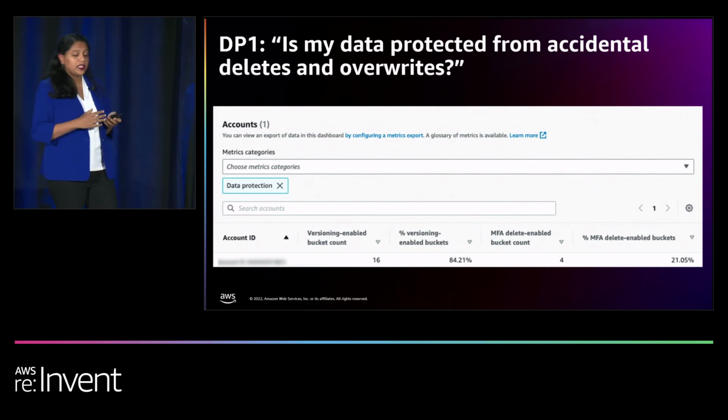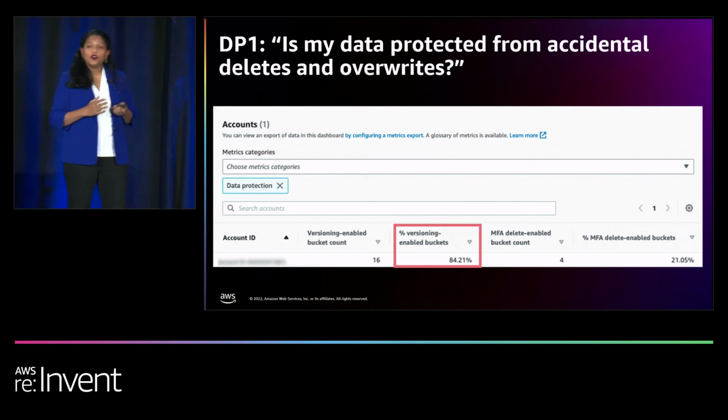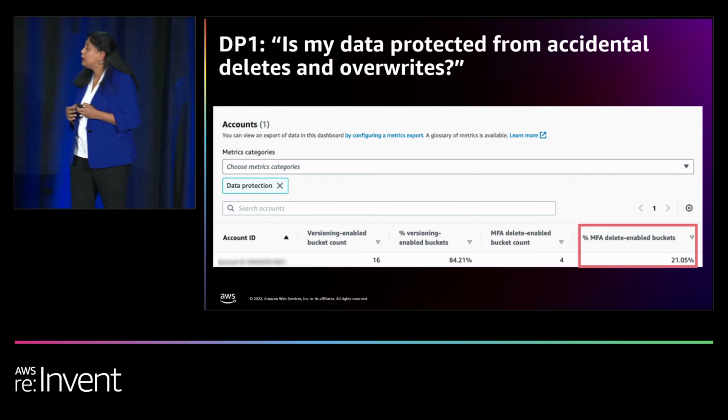If you are looking to protect your data from accidental deletes and overwrites, then you can select the data protection metric category. From the accounts view, you can see that 84% of the buckets in my account have versioning enabled, and nearly 20% also have the MFA delete enabled.